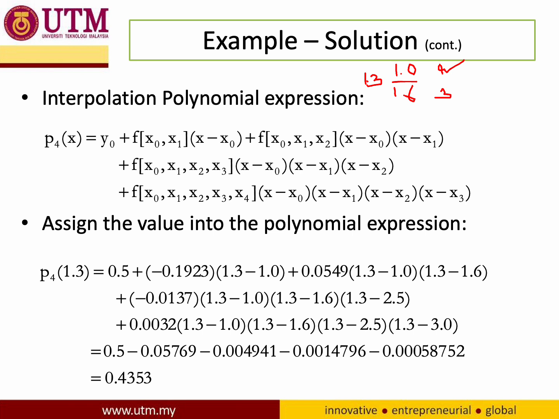So we have all the values, just put them into the polynomial expression. This will be the last one, P4 at 1.3. The first one, 0.5, is given by the question. This is the calculation for the first column, first row, then the second column, first row, then the third column, first row, and the last one, the fourth column, first row. This is basically using the most points that we have from the table we have done before. So we do the calculation, and you get your value here at the last, 0.4353.